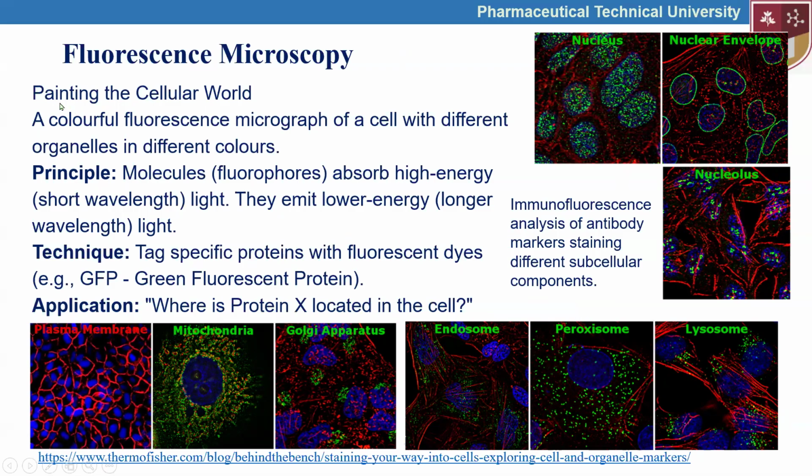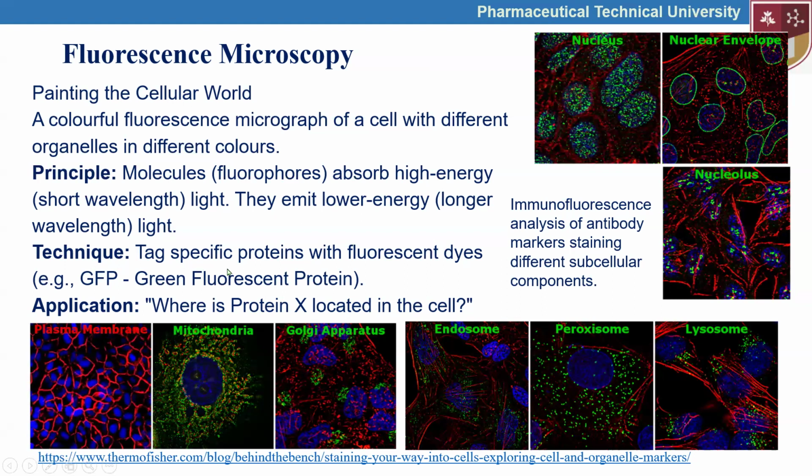Fluorescence microscopy is used to paint the cellular world, the subcellular world as well. A colorful fluorescence micrograph of a cell with different organelles can be obtained in different colors. The principle comes from molecules that have fluorophore groups, which absorb high energy, short wavelength light and emit lower energy, longer wavelength light. This is fluorescence. So if we provide molecules having the fluorescence property, we can identify the molecules we are administering that have affinity and can attach to those molecules.